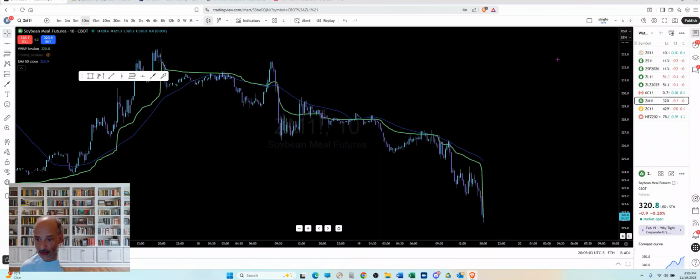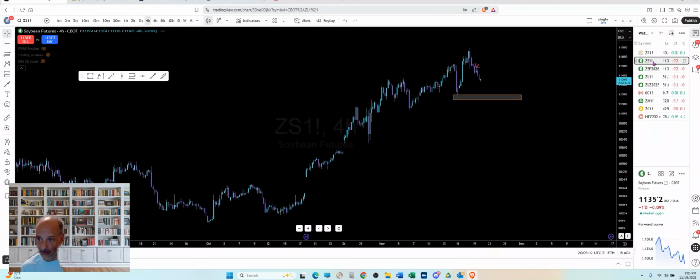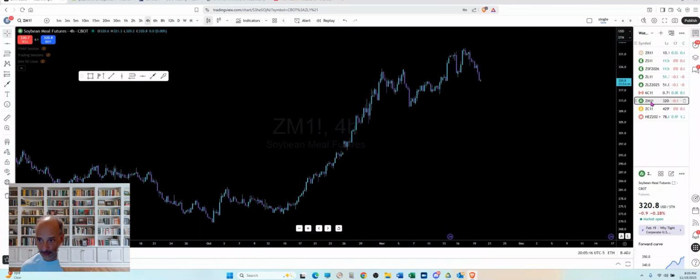Soybean meal is very much like soybeans. They mirror each other a lot. We have very, very similar areas here. If you look at the 4 hour chart of soybeans and look at the 4 hour soybean meal, we have very similar zones. They're not exact. We've actually broken this.